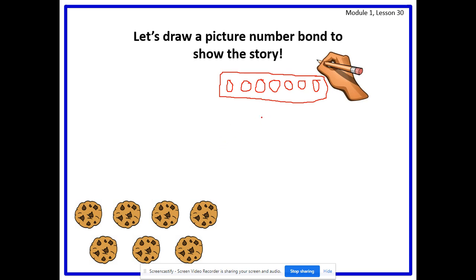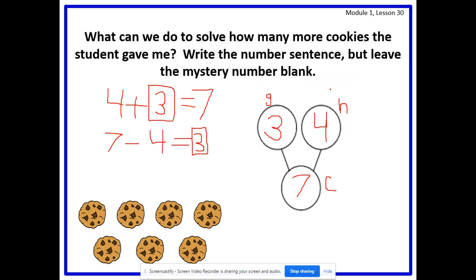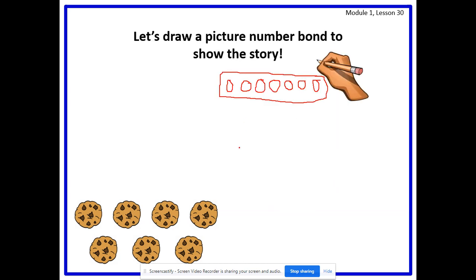Key point 2 says to find the part and to draw it and box it. Well, what was our first part? If we look at our number bond, it was the number of cookies I had. Remember, we labeled those with an H. So how many cookies did I have at first? Get ready. 4. So let's go ahead and draw it. 1, 2, 3, 4, and box it.